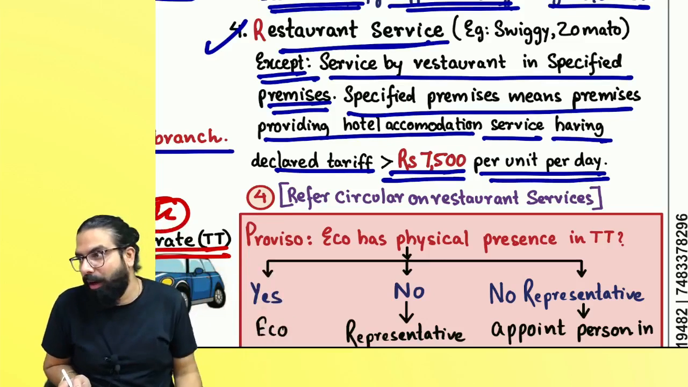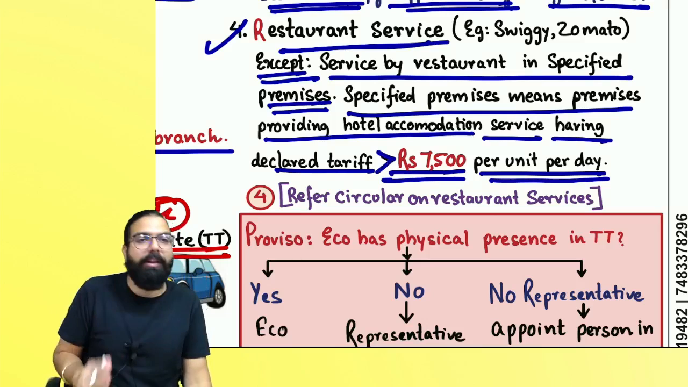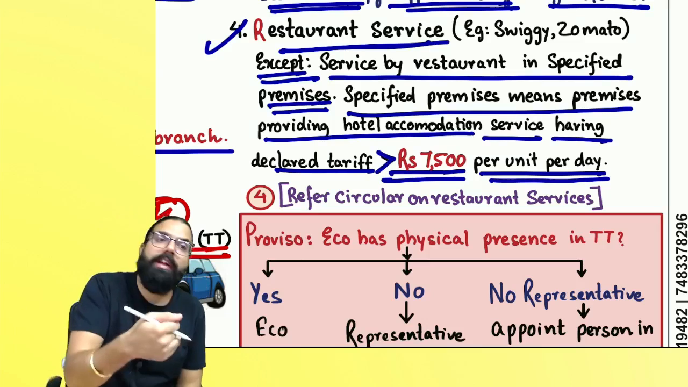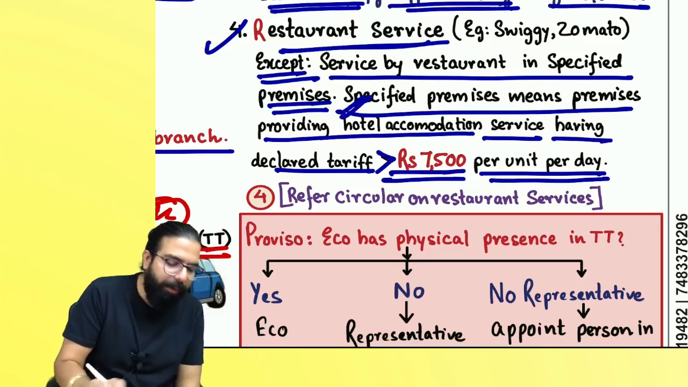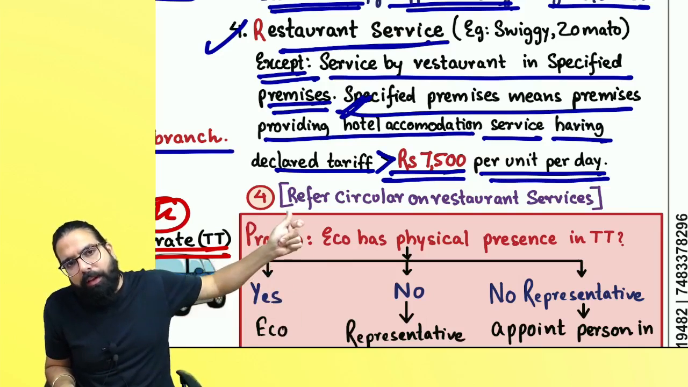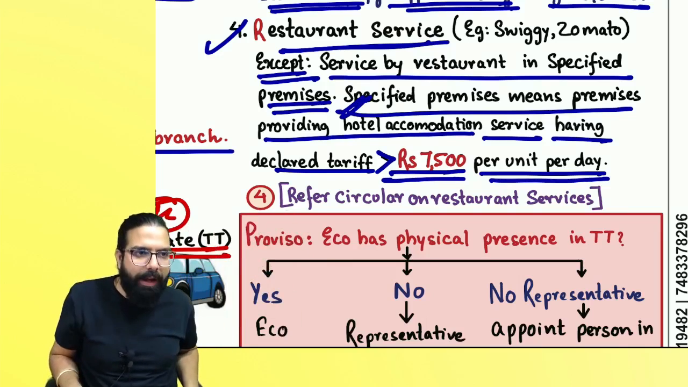Can we go ahead, everyone? So they are telling it should be more than 7,500. It should not be less than or equal to. If it is more than 7,500, then that becomes a specified premise. And if food is supplied through specified premises, then the restaurant will be liable, e-commerce will not be liable.